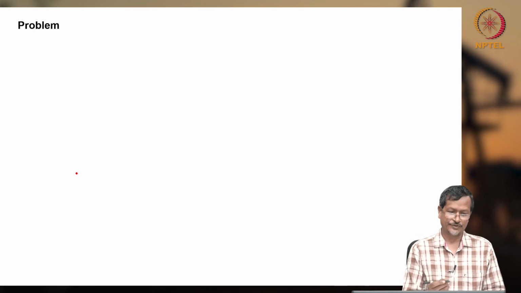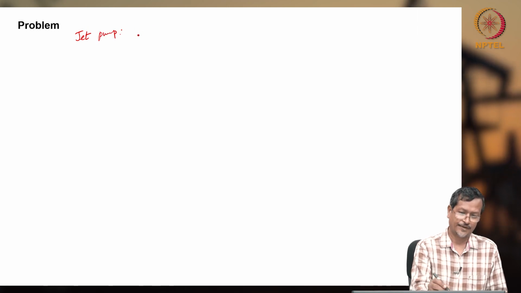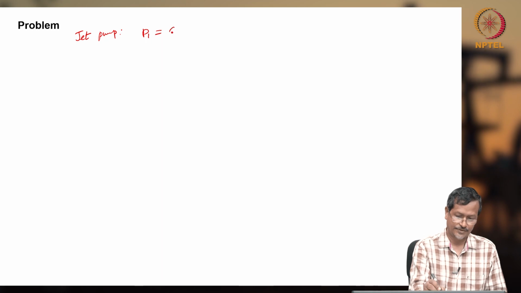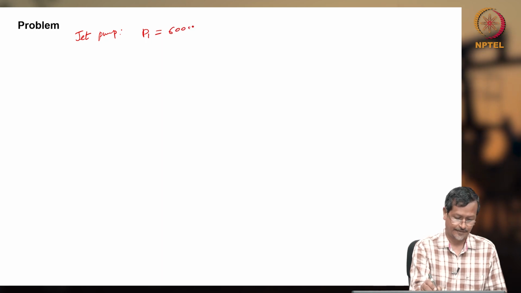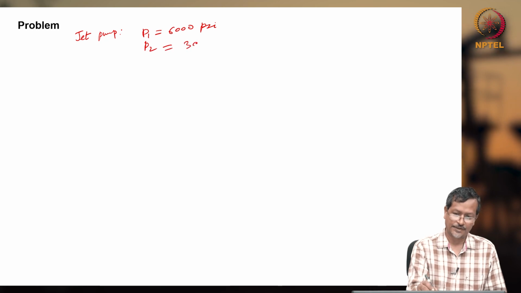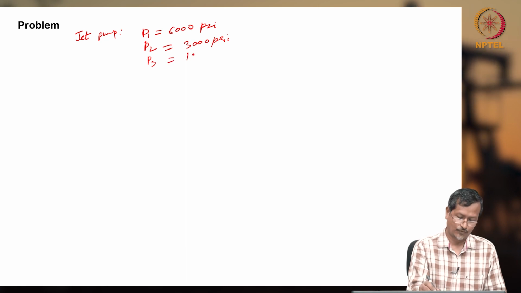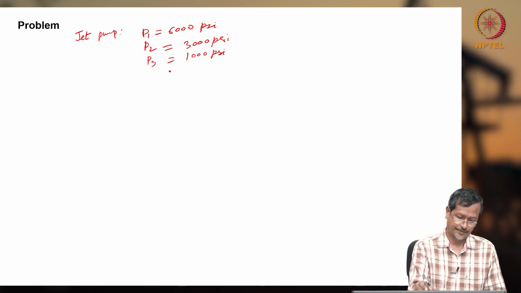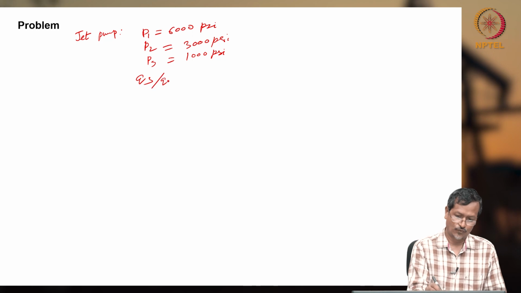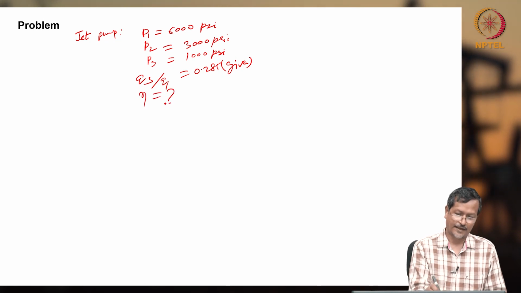Let me write down one problem based on the previous formulas. Let's say one hydraulic jet pump has P1 equals 6000 psi, P2 equals 3000 psi, P3 equals 1000 psi. Q3 by Q1 equals 0.285, given. So eta you have to calculate.